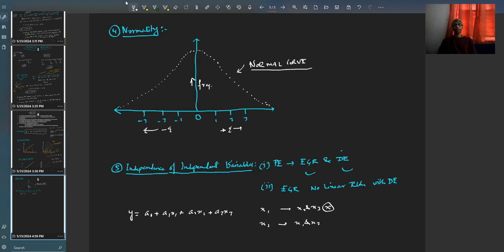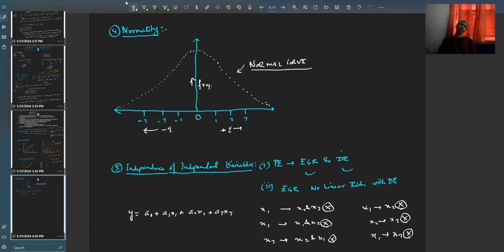This is not allowed. That is, there can be no linear relationship or no linear correlation between them. x3 cannot be linearly correlated with the x2 and x1 combination also, right? And individually, as we just said, x1 cannot be linearly related to x2. x2 cannot be linearly related to x3. Similarly, x1 must have no linear relationship with x3.